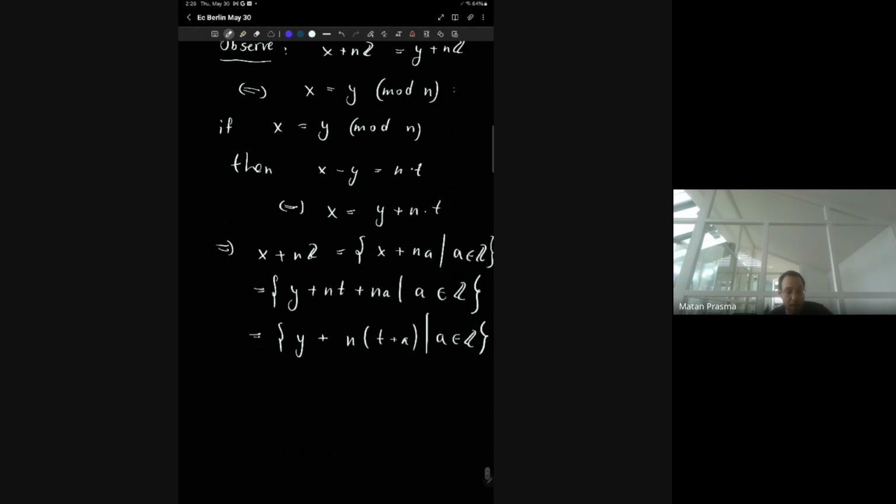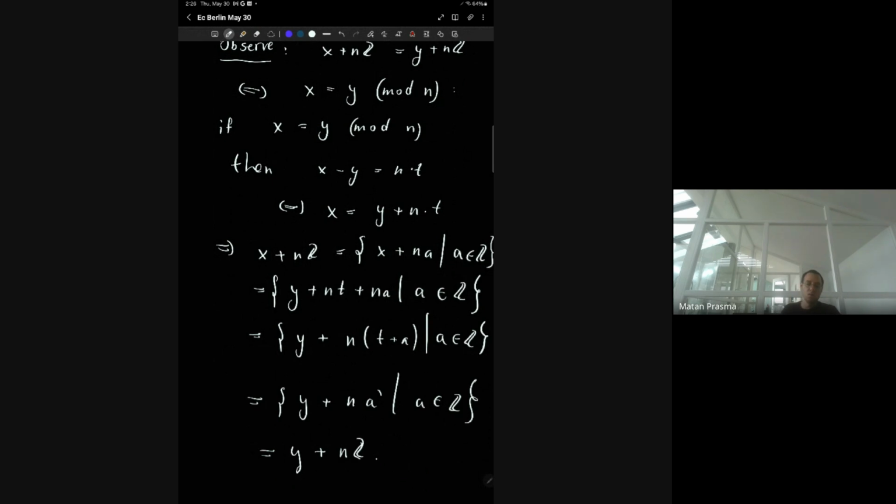But t is fixed. So if a varies over all Z, then a plus t also varies over all Z. So this is y plus na prime, where a prime is allowed to vary over all Z. And this is by definition the set y plus nZ.